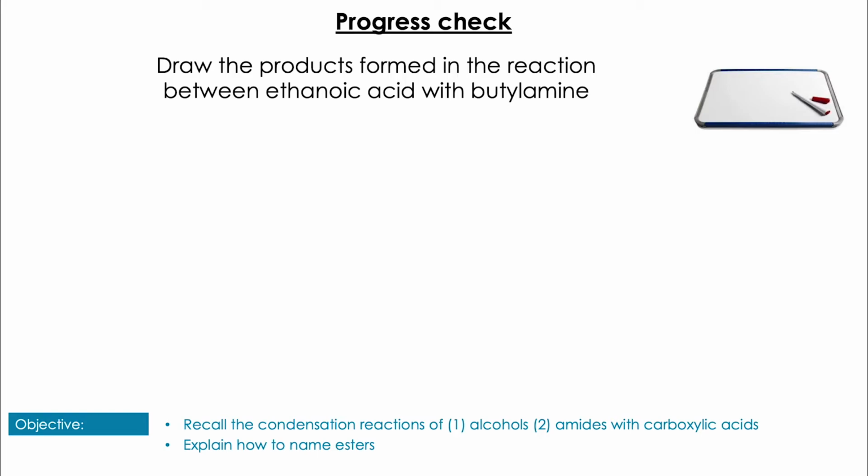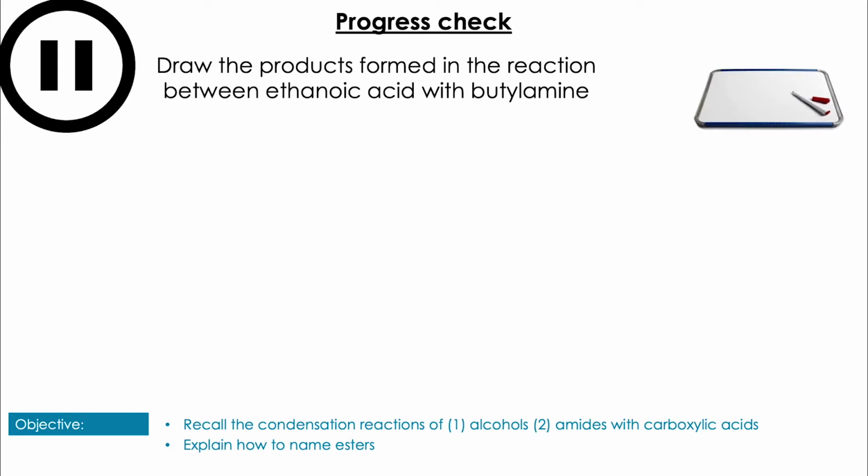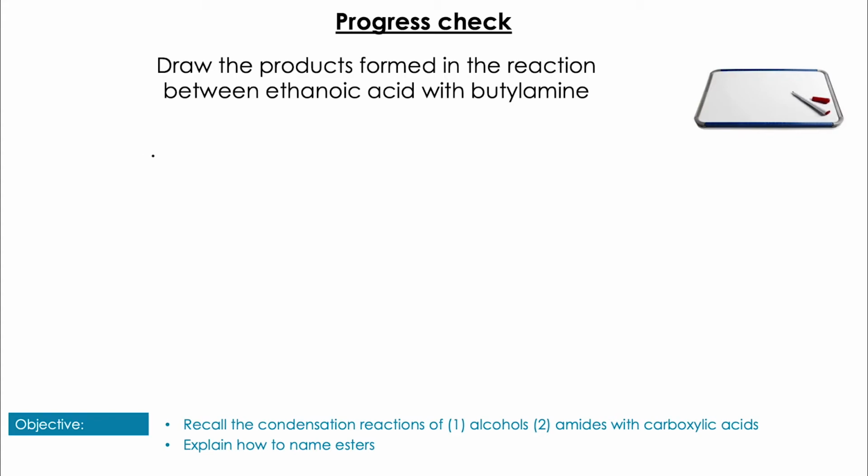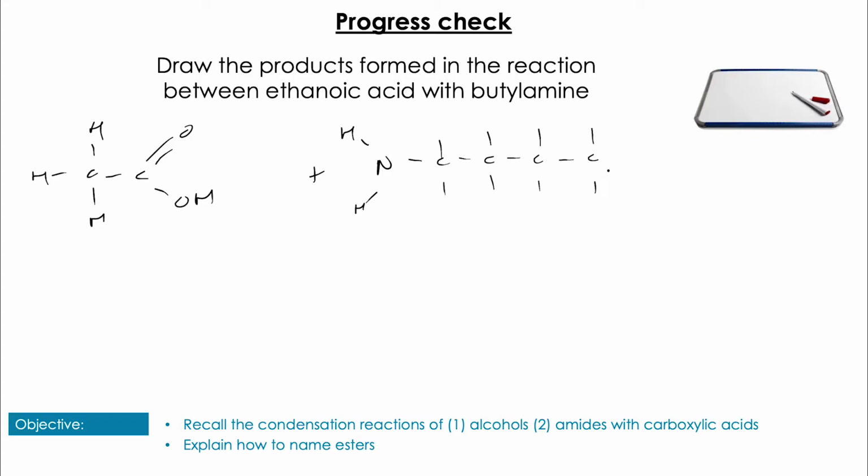Before we move on, have one go at drawing an amide produced from the reaction between ethanoic acid and butylamine. Pause the video to have a go at that. Pop them up. So once again, I recommend drawing the individual molecules out first with their functional groups facing each other, which might make it easier for you to visualize the product.